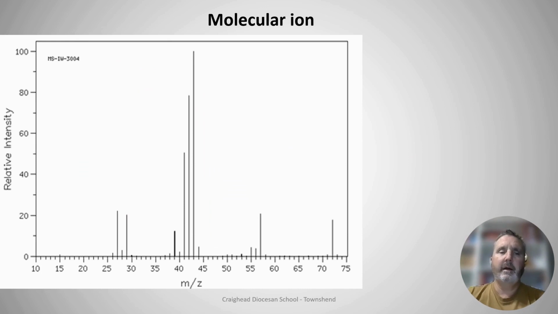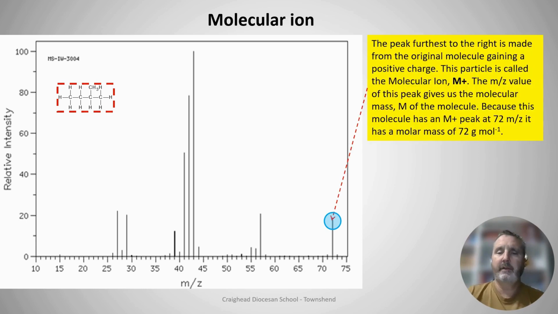Okay, so let's have a look at another spectroscopy graph on a different molecule. This molecule here is methylbutane, or 2-methylbutane. We can see here that we have this peak right down at 72. This is the M+ peak. The M+ peak is the peak caused by the molecule without being fractured or broken. It has a plus because the molecule is given a positive charge as it goes through the ionization chamber. Because the peak is at 72 mass per charge, or m/z, its molar mass is 72 grams per mole.